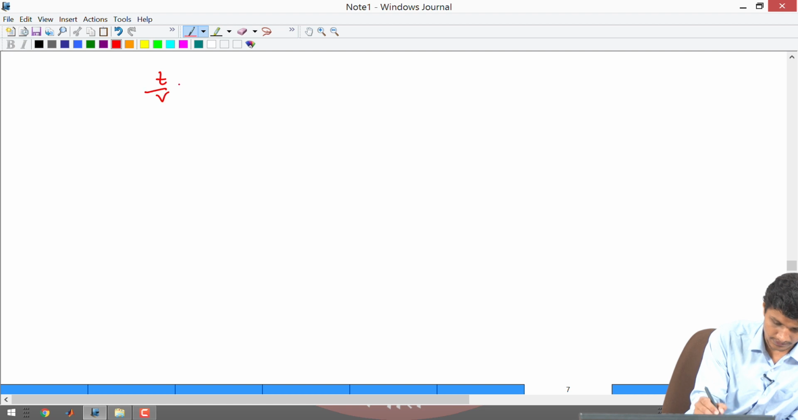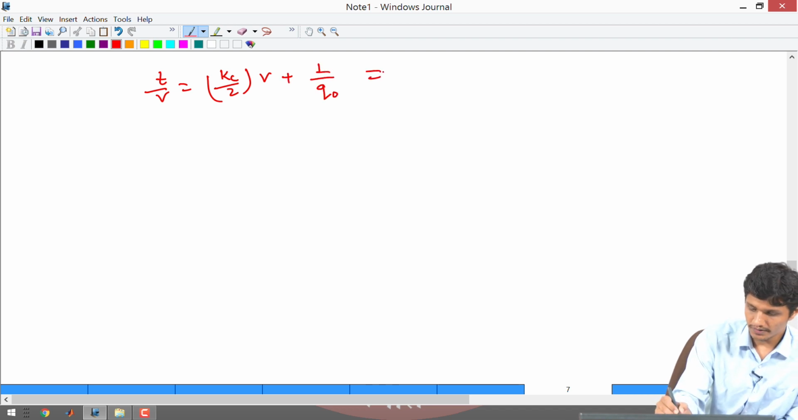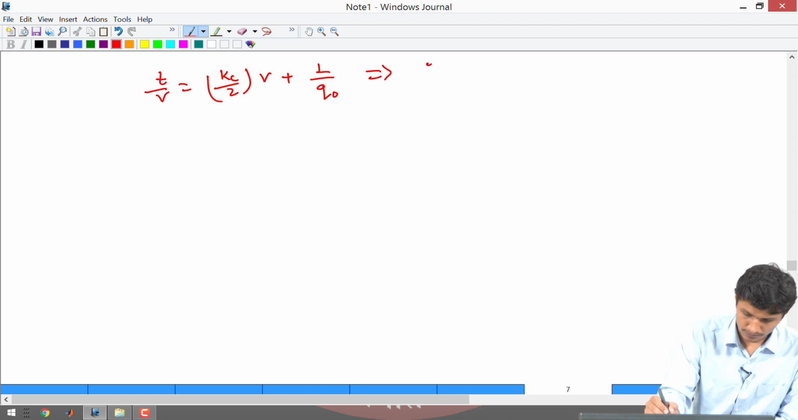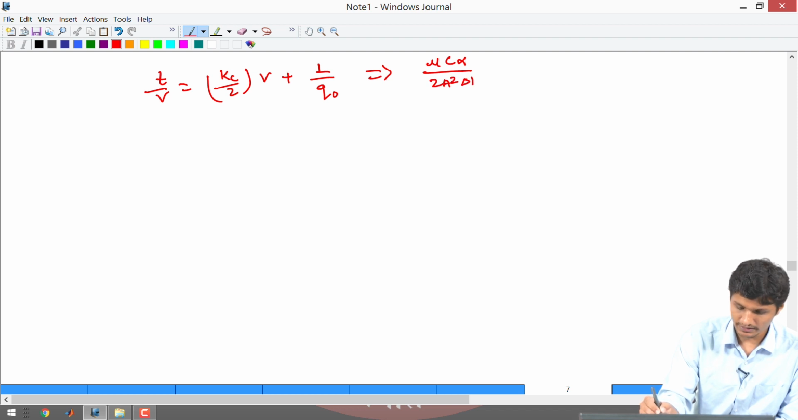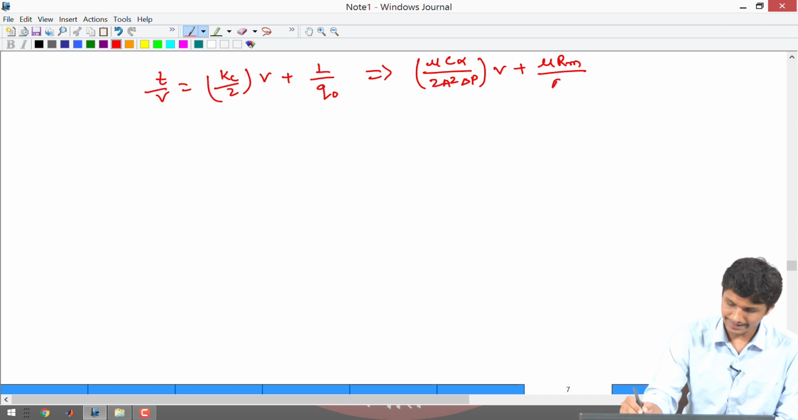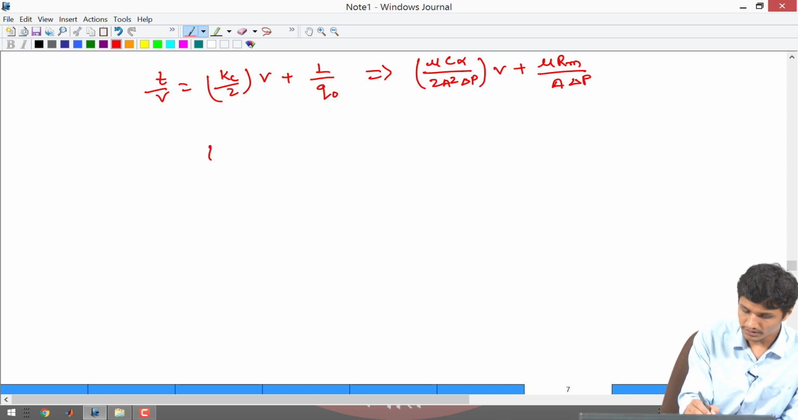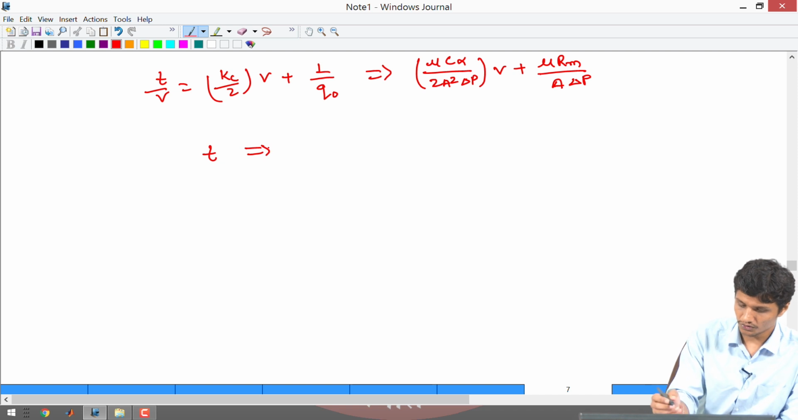T by V equal to Kc by 2 into V plus 1 by Q naught, equal to mu c alpha by 2 a square delta P into V, plus mu rm by a into delta P. I am just putting the value of Kc here and the value of Q naught. Now everything is known, we just need to calculate the time to collect the filtrate of 0.8 meter cube.